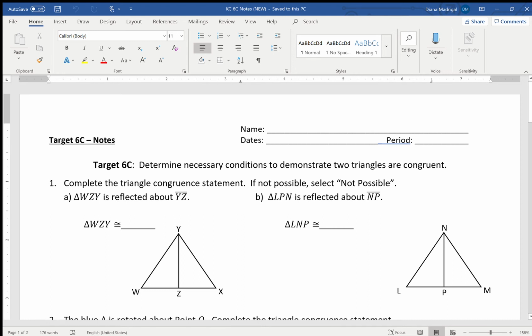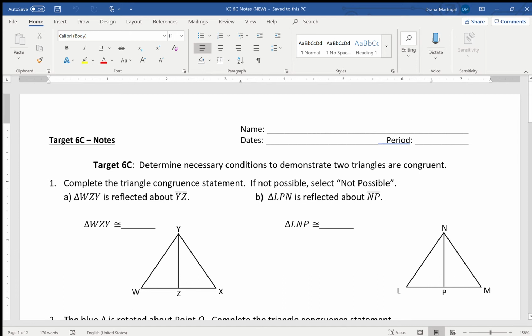Moving on to KC6C. So target B, we found the three transformations that we are going to be focusing on. So translation, rotation, and reflection. Okay, so target C is going to determine necessary conditions to demonstrate two triangles that are congruent. So we're going to have to find the statement.